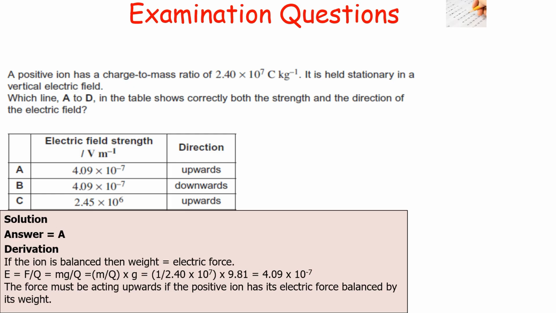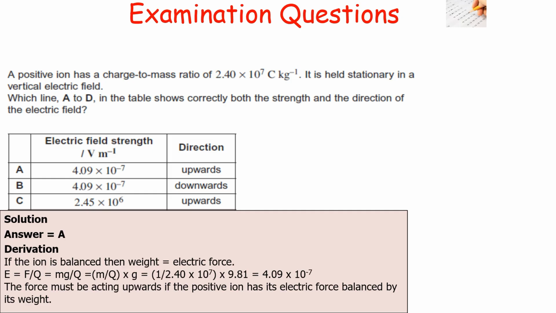So we can work that through to say that it's 1 over 2.4 times 10 to the 7, because we want the mass to charge ratio, and we're given the charge to mass ratio in the question, multiplied by g, the gravitational field strength, 9.81 on Earth, and we get 4.09 times 10 to the minus 7.